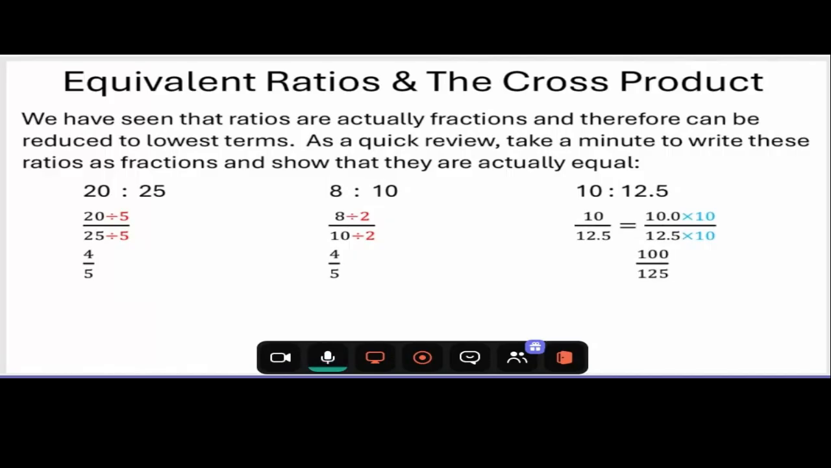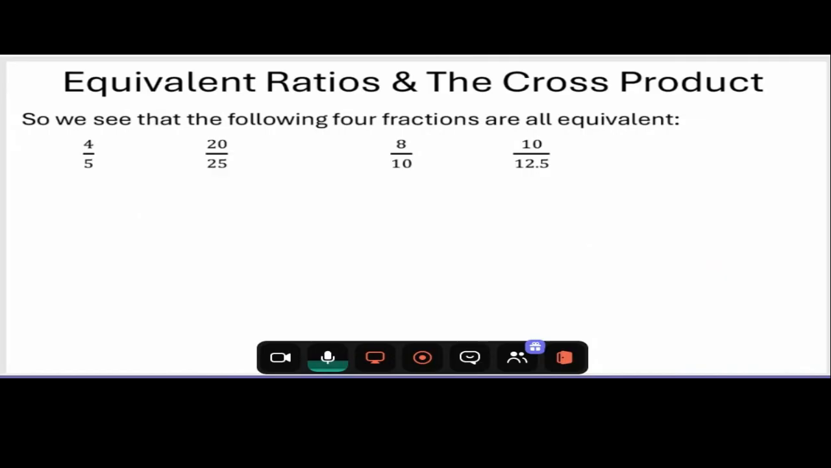So it becomes 100 over 125. And then reduce both of those. You can go in stages if you want, starting with 5, but if you're quick, you notice that 25 goes into both the top and the bottom. So that's the fastest way to reduce it. And sure enough, 100 divided by 25 is 4, and 125 divided by 25 is 5. So all three of those ratios are the same. They are all the ratio 4:5.